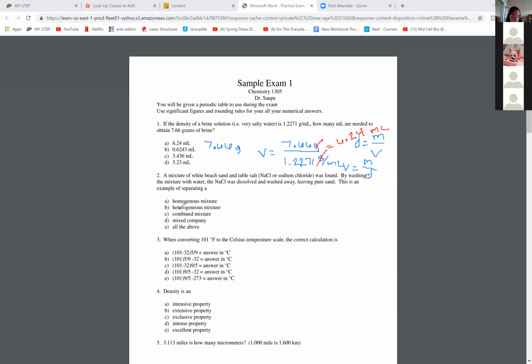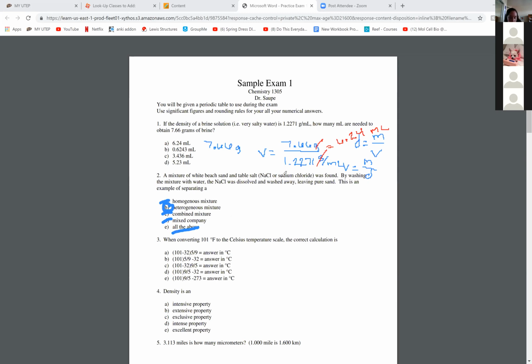And the reason why I already cut out these two was I was thinking, okay, in order to be a homogeneous mixture, it would have to be all uniform, right? It would have to all look the same. And since it doesn't, then it's already wrong. So that means that all of the above was wrong. So that's why I just put B.